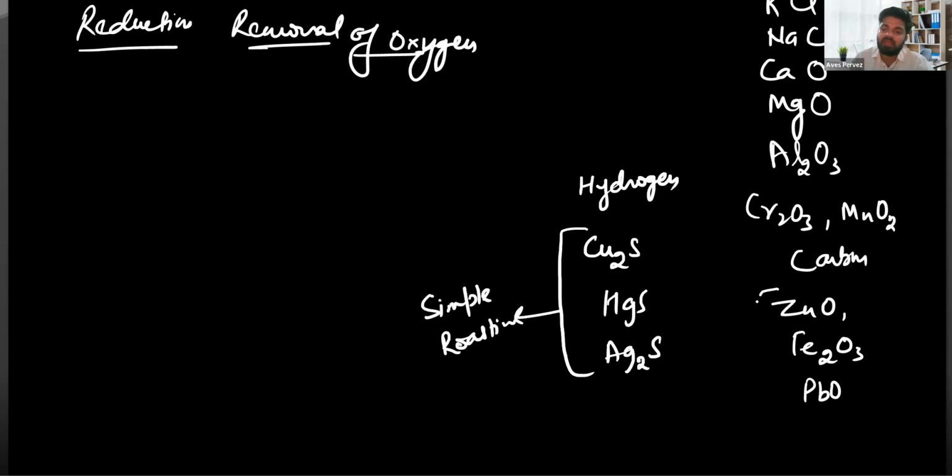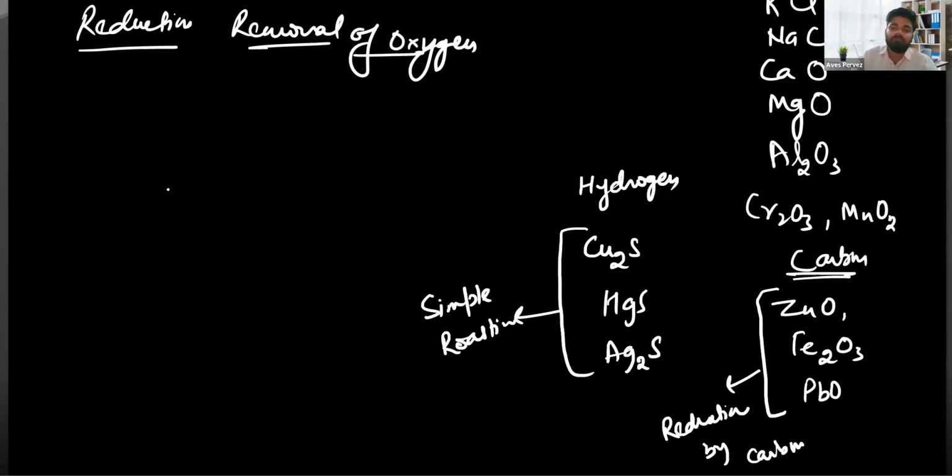These ores can be converted into their metal form by reduction with carbon. Because I have written carbon here, it means that these ores need some reducing agent. Let me first explain what I am saying here.